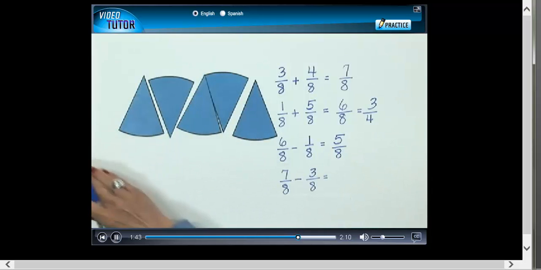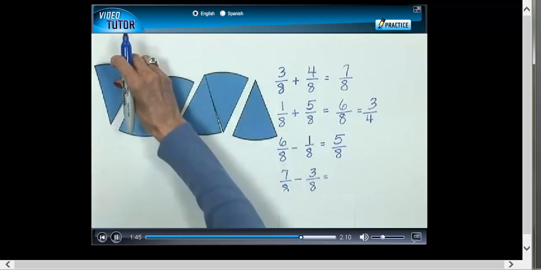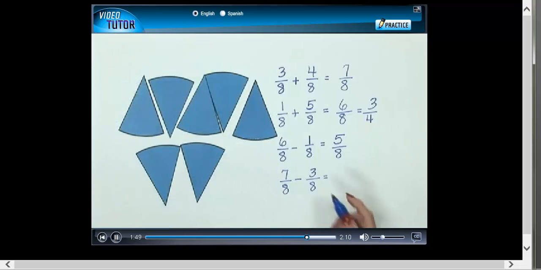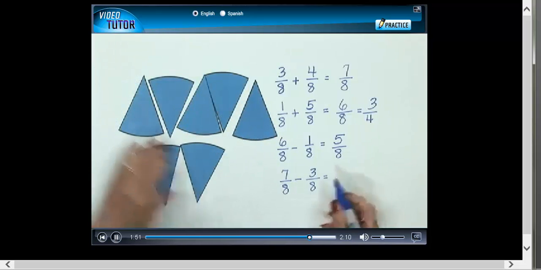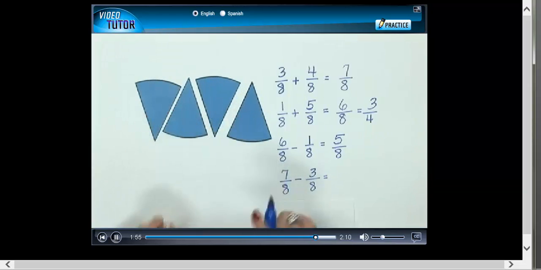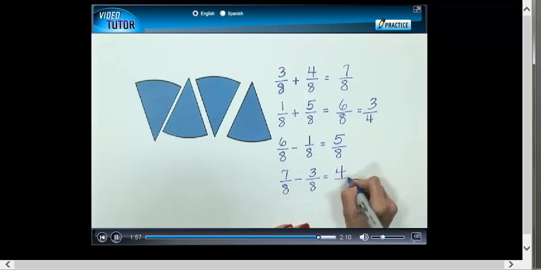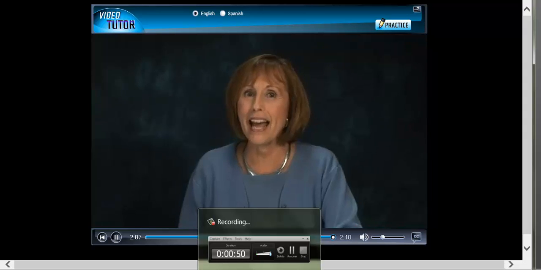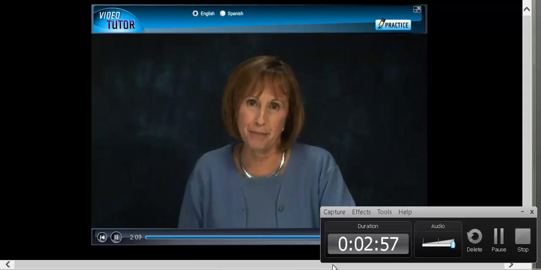And finally, if we begin with 7/8 and we want to subtract 3/8, 1, 2, 3, we're left this time with 4/8. And we know again that we need to simplify, and this is equal to 1/2. Keep working with those models and practice adding and subtracting fractions.